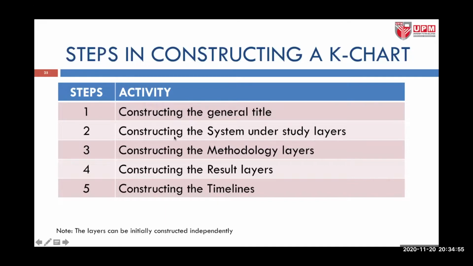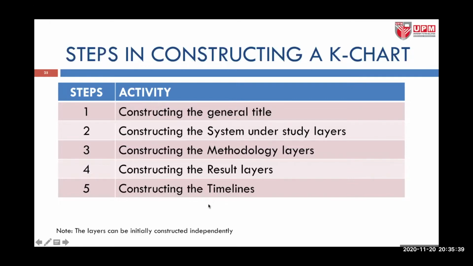Then we are going to go through step number 2, constructing the system under study layers, for you to identify whether you have a subsystem or a few layers of subsystem, or just one or two layers. Step number 3 is constructing the methodology layers, and then constructing the results layers, where you are going to identify the number of papers that you can produce from your results. And finally, constructing the timelines.